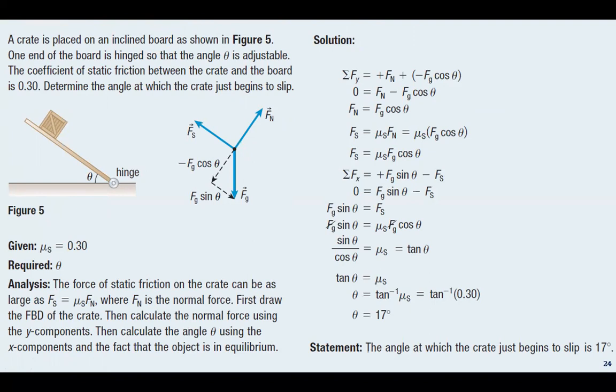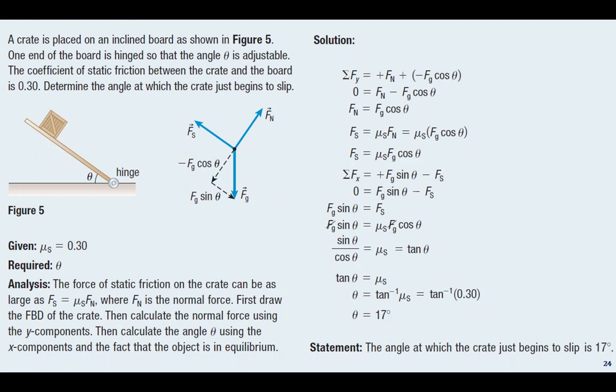Solutions to this problem. So in this problem, we have the following information. The coefficient of static friction mu s is 0.30, right? And we want to find the angle theta. So the force of static friction on the crate can be as large as Fs equals mu s times Fn, where Fn is the normal force.